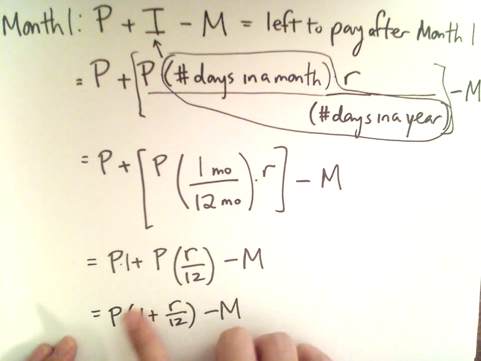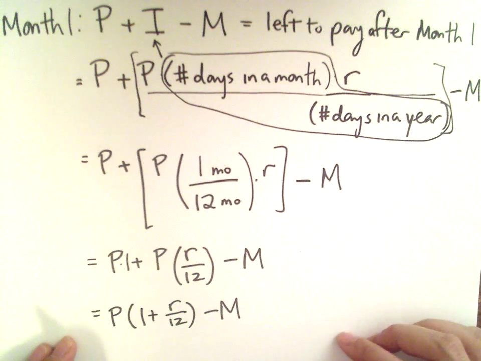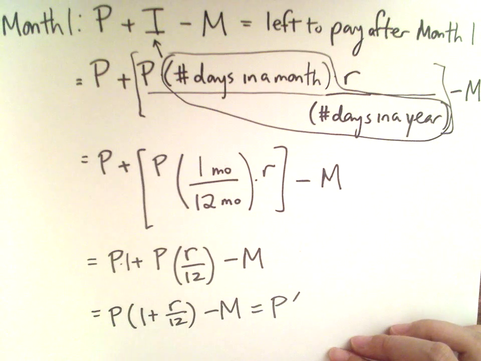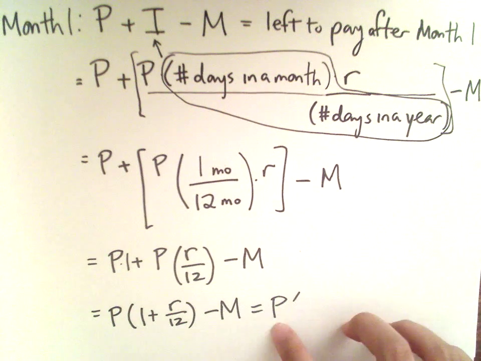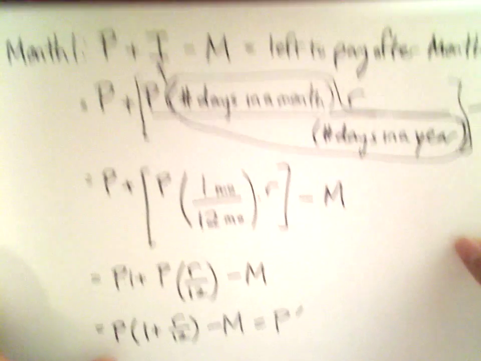So this is the amount that is left to pay after month 1. And what we're going to do is call that P prime. That's going to help us out when we figure out month 2. All right, so month 2.